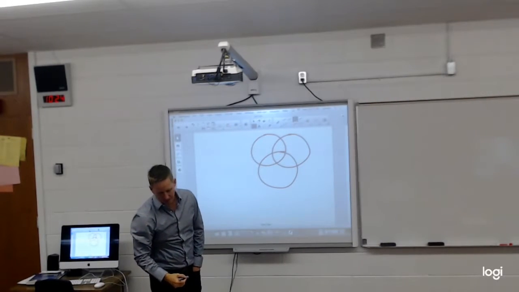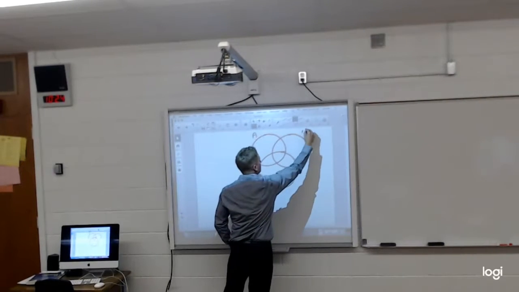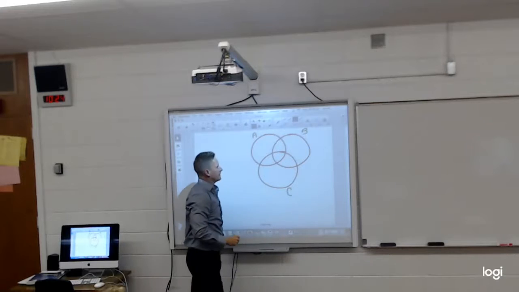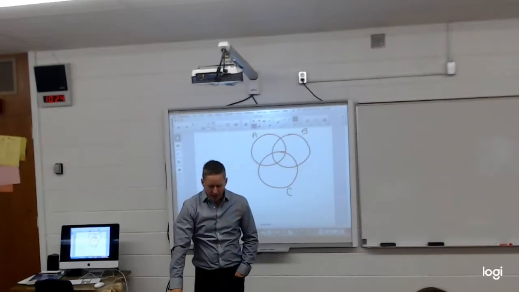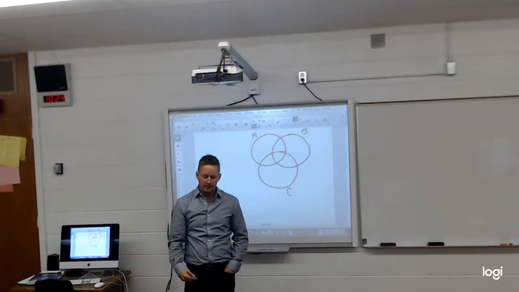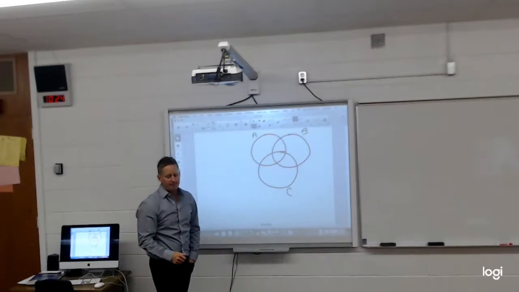Okay, so we have A, B, and C. Wait, I have to draw these. To represent 3 intersecting sets with a Venn diagram, use 3 intersecting circles, which we've done. Okay, so A and B and C.